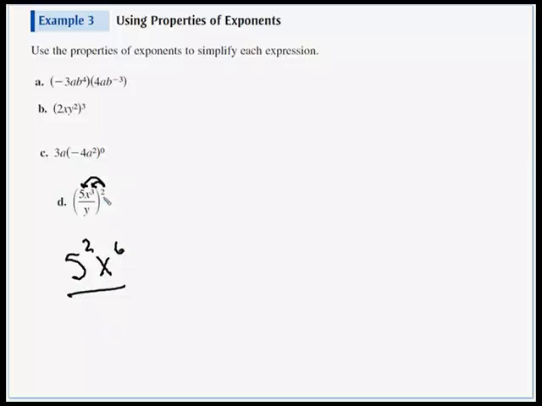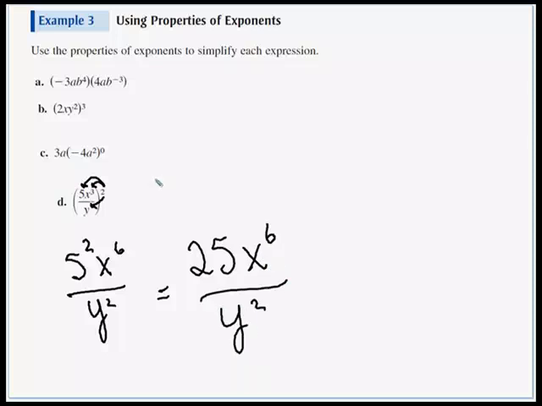And don't forget the denominator. Distribute that also down there. So that'd be y squared. And of course, 5 squared is 25. 25 x to the sixth over y squared.